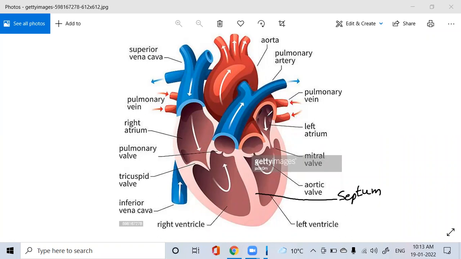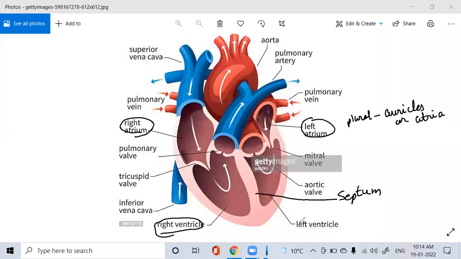So the heart has 4 chambers, right? The 2 upper chambers, these 2, are the right atrium and left atrium, right? If I call them together, the plural of these can be called auricles or atria, right? This is the plural of these 2, the right and left upper chambers, and the 2 lower chambers you can see here. These are 2, right and left.